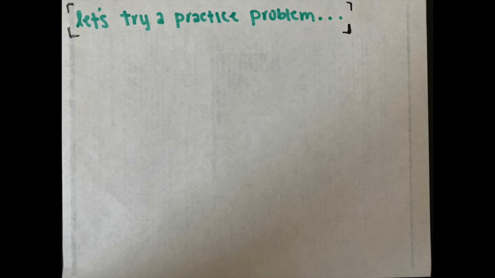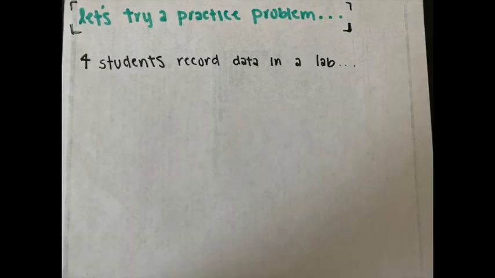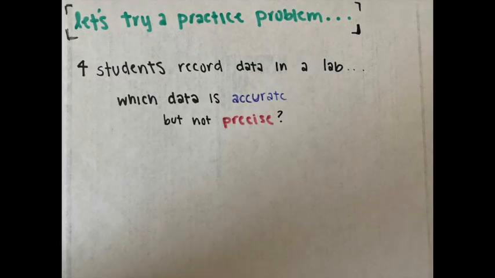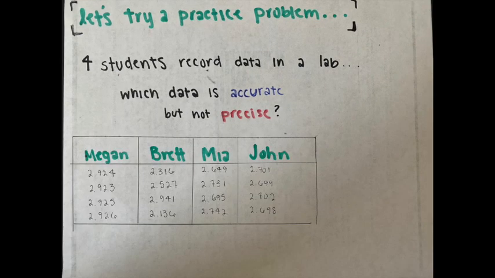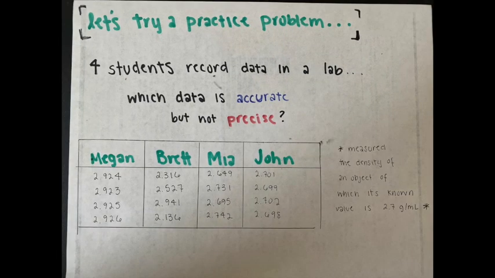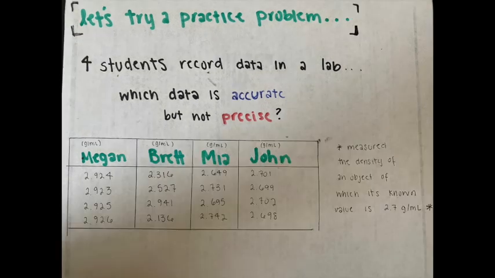Now let's try a practice problem. In this case, 4 students are recording data in a lab. We are being asked which data is accurate but not precise. The data for Megan, Brett, Mia, and John is given below. We are also given the information that we are measuring the density of an object in which its known value is 2.7 grams per milliliter, and the information in the table is also all in grams per milliliter.